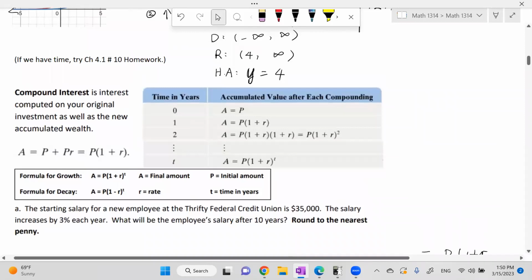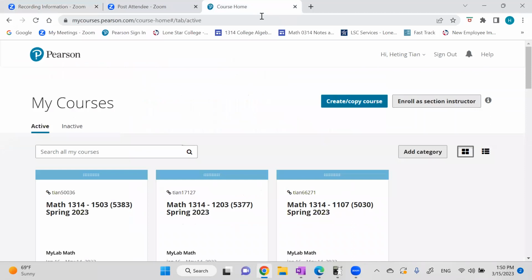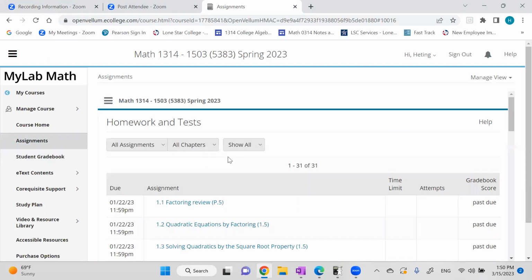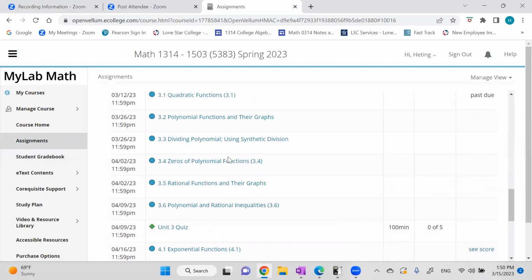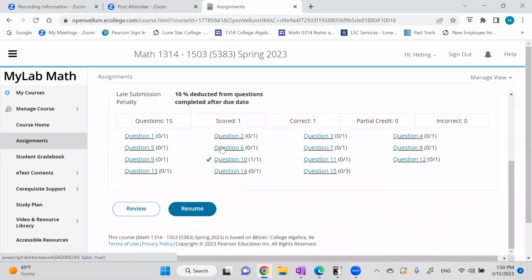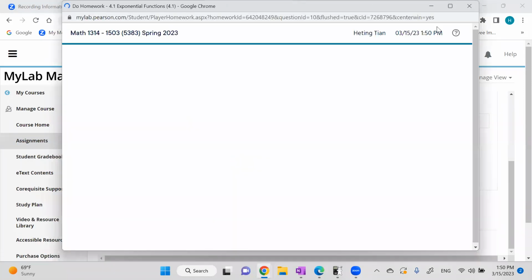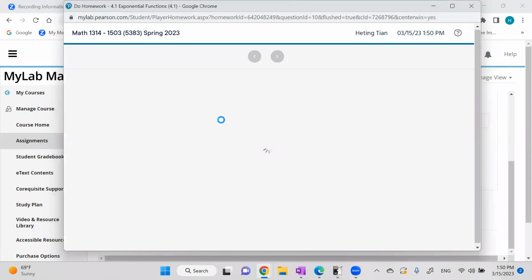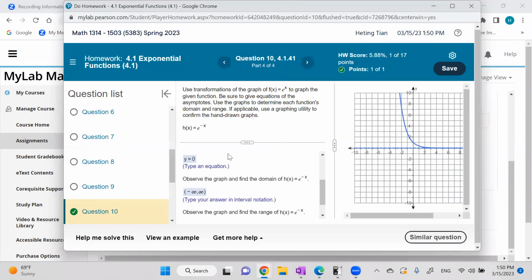Let's see one question from the homework. Let's see one example on your 4.1, question number 10. Okay, this one. It's not very hard, but sometimes it's very tricky when you are plotting the point.